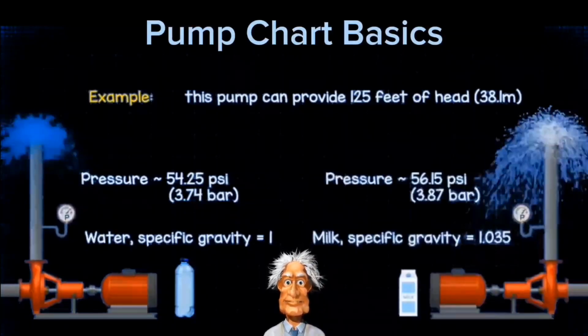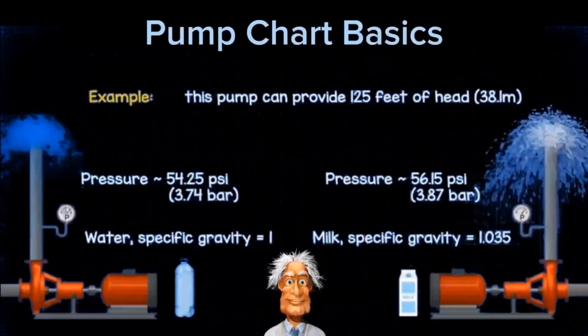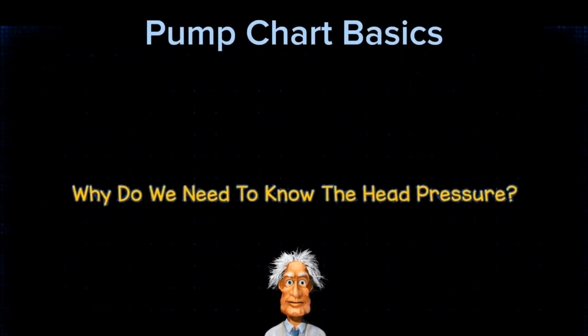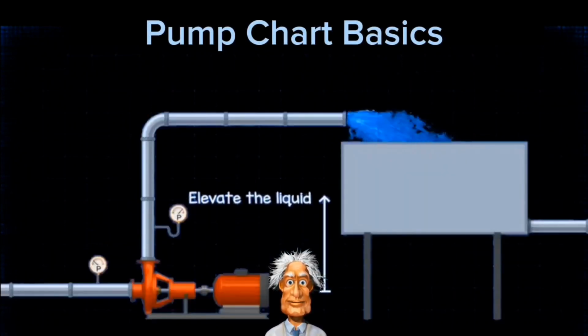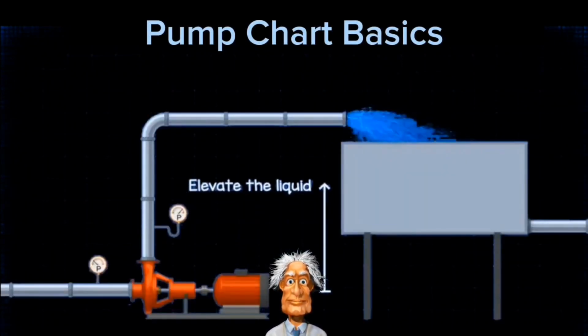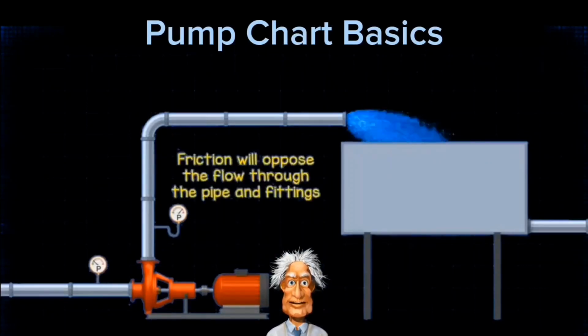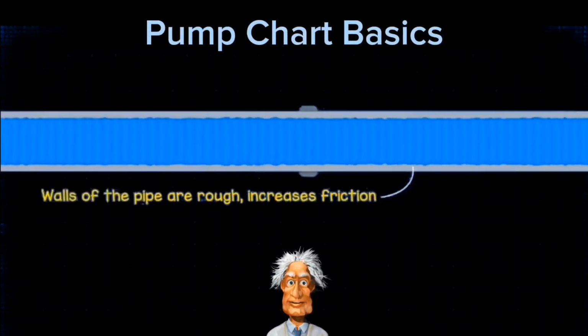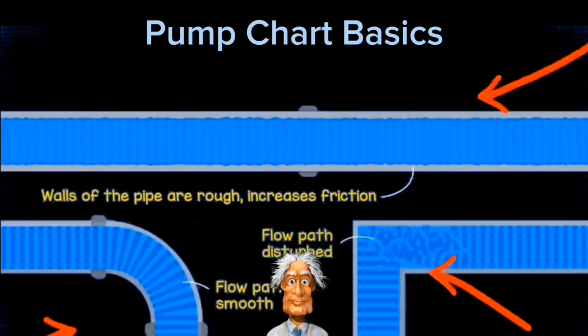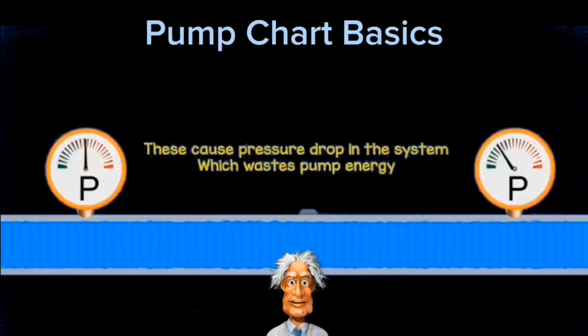Why do we need to know the head pressure? Pumps are usually used to move liquid to a higher region, so we need to ensure our pump can reach this elevation. As we pump liquid through pipes and fittings, friction will try to oppose the flow. This occurs from the walls of the pipe and also disturbances to the flow path. This causes pressure loss, which wastes the energy from the pump.